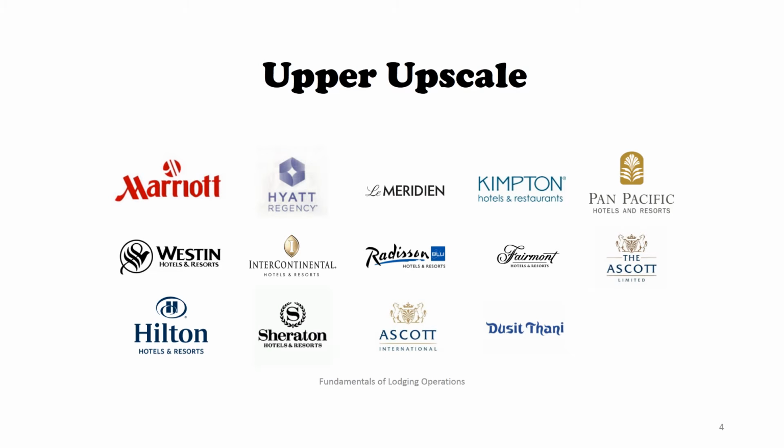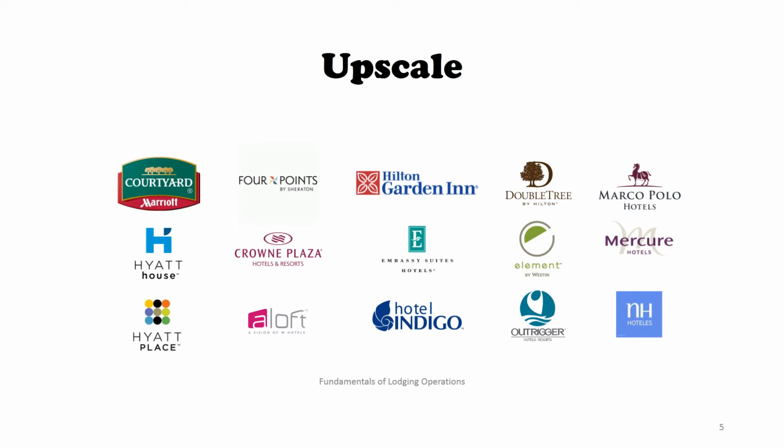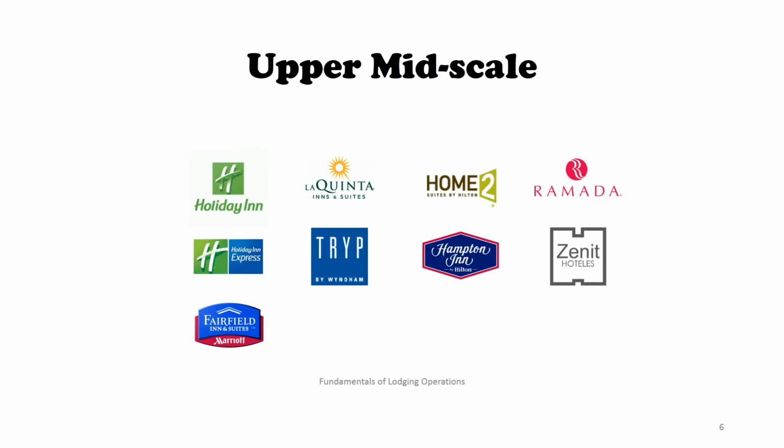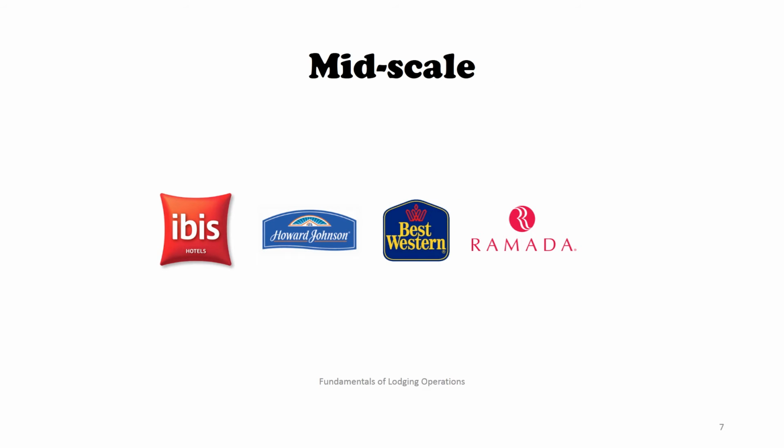For upper upscales, we have Hyatt, Hyatt Regency, Meridien, Pan Pacific, The Ascott Limited, Dusit Thani, Sheraton, and even Hilton Hotels and Resorts. Courtyard Marriott, Hilton Garden Inn, DoubleTree by Hilton, those hotels position themselves as upscale hotels. For the upper mid-scale, we have Hampton Inn, Holiday Inn, La Quinta, Ramada, Fairfield Inn and Suites by Marriott. And of course, for the mid-scale hotel, we also have Ramada, the Ibis Hotel, and Best Western.